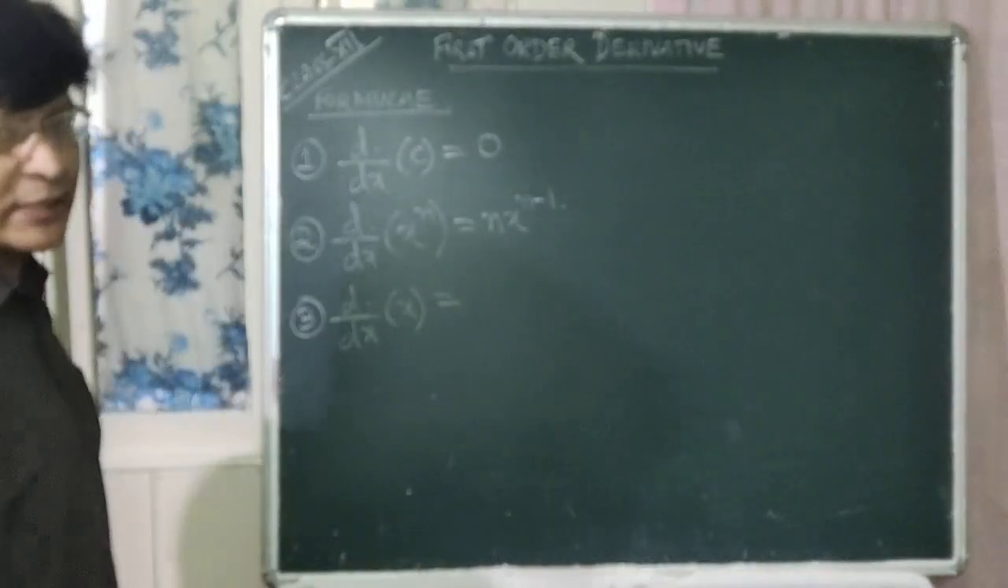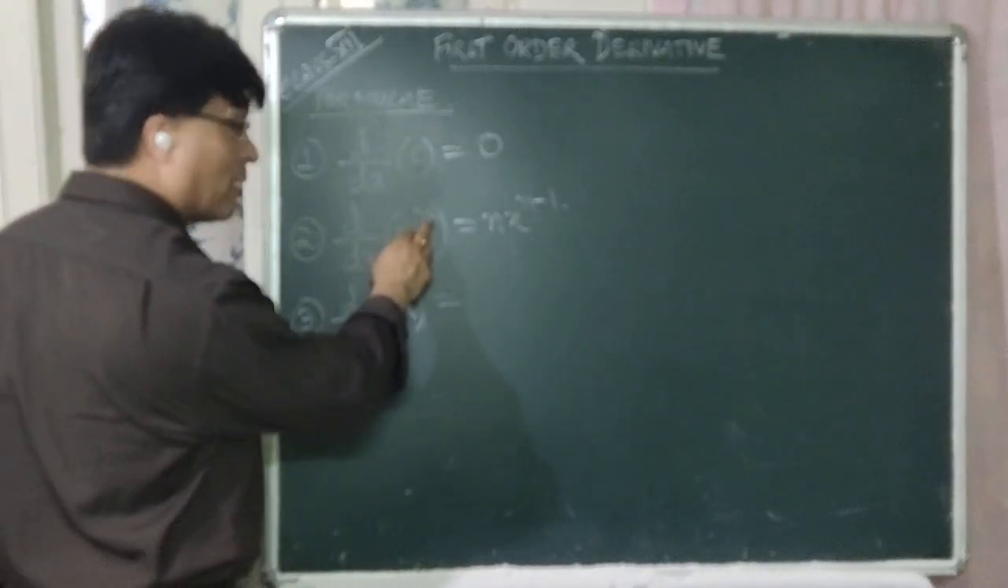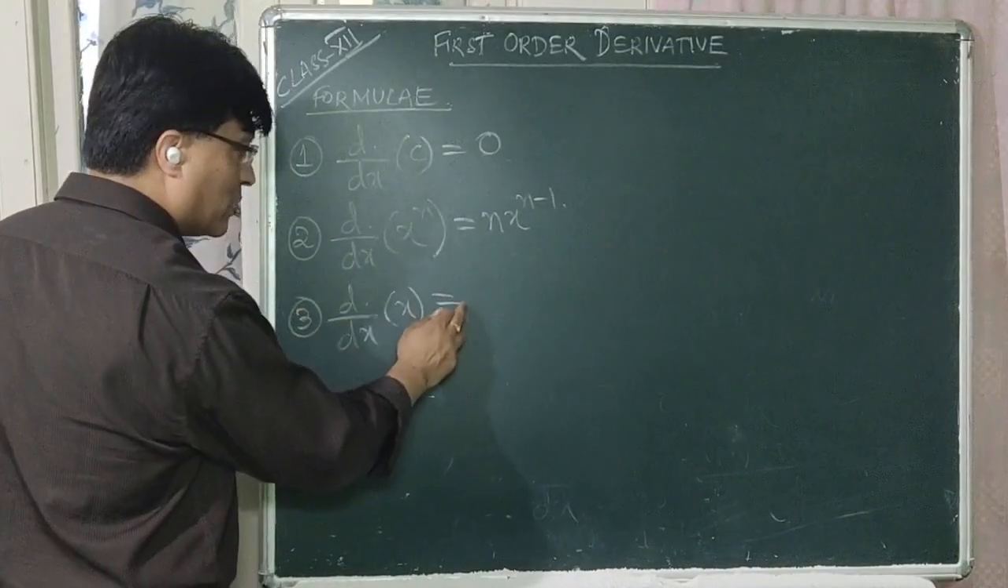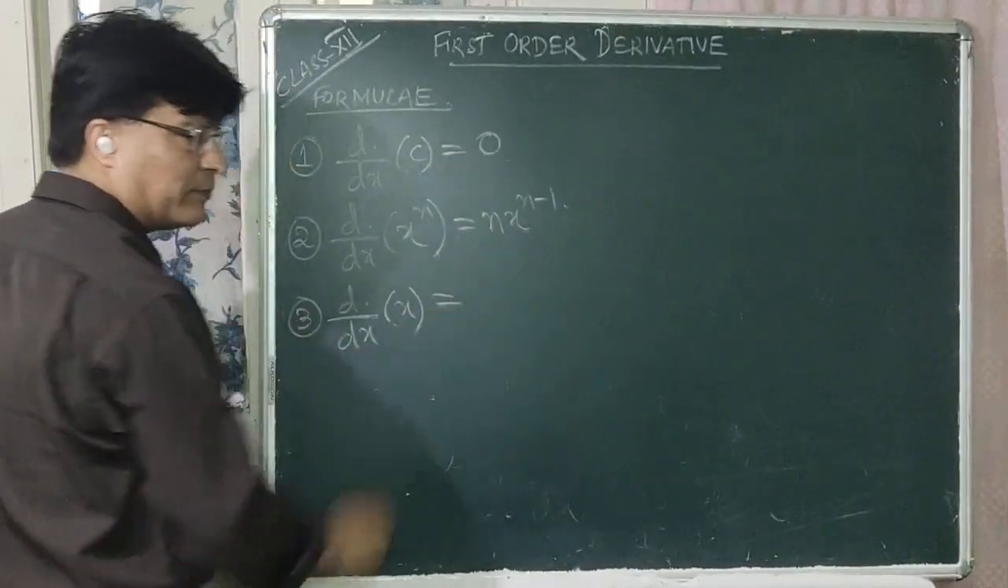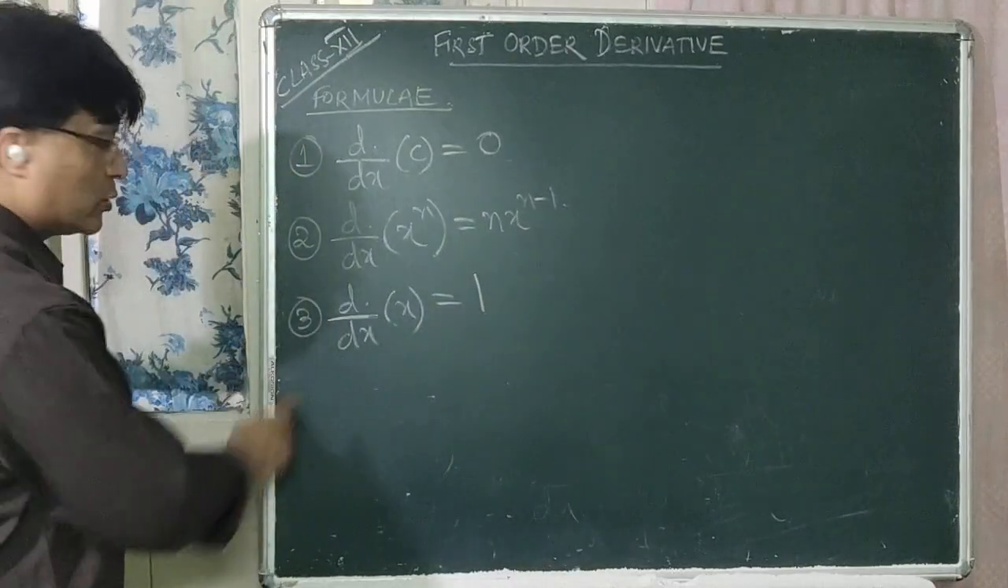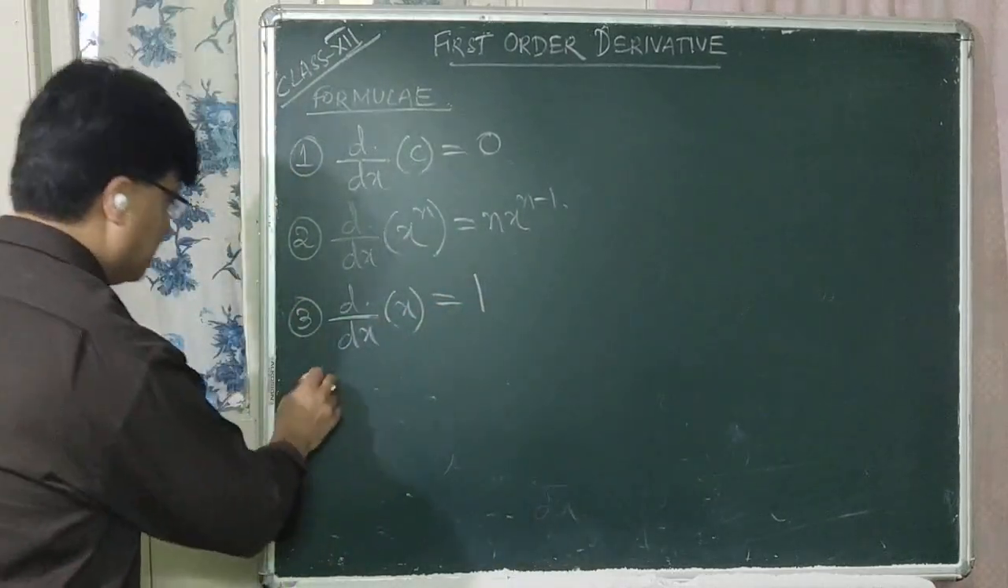Number 3, d by dx of x. Can you tell me what is d by dx of x? It is just like x to the power n. This is x to the power 1. If you use this formula, 1 comes in the front, x to the power 1 minus 1. You know that x to the power 0 is always 1. So d by dx of x is always 1.